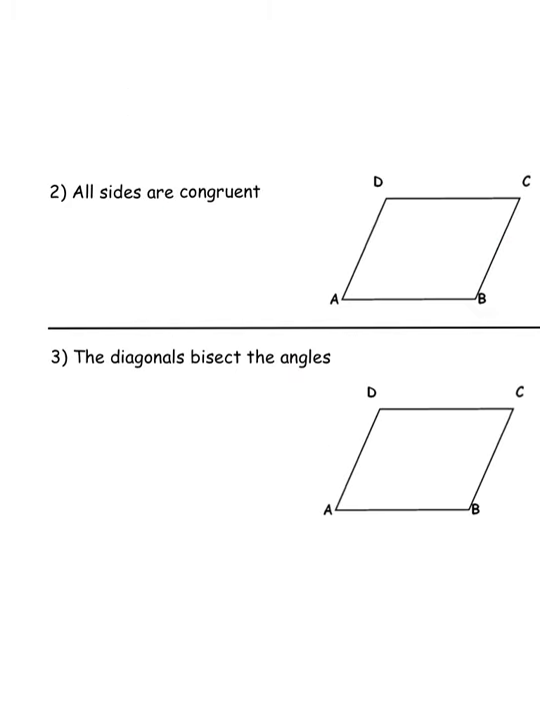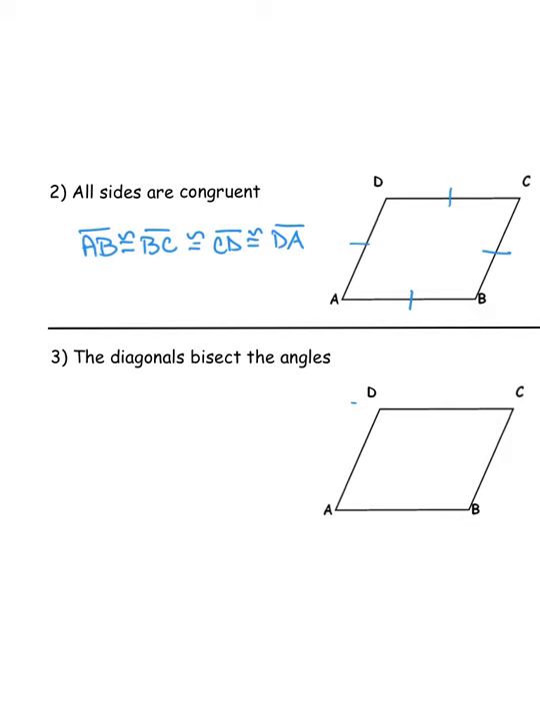What makes a rhombus unique or different from a parallelogram is all sides are congruent, which means AB is equal to BC, also equal to CD, and also equal to DA. So we can say AB is congruent to BC, which is also congruent to CD, and also congruent to DA.